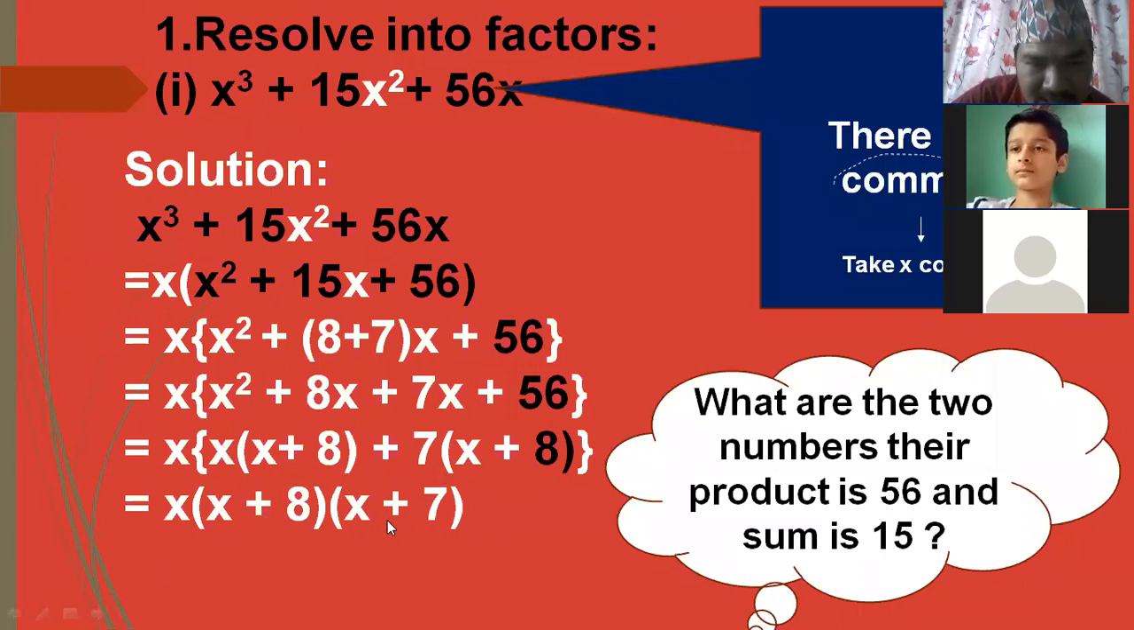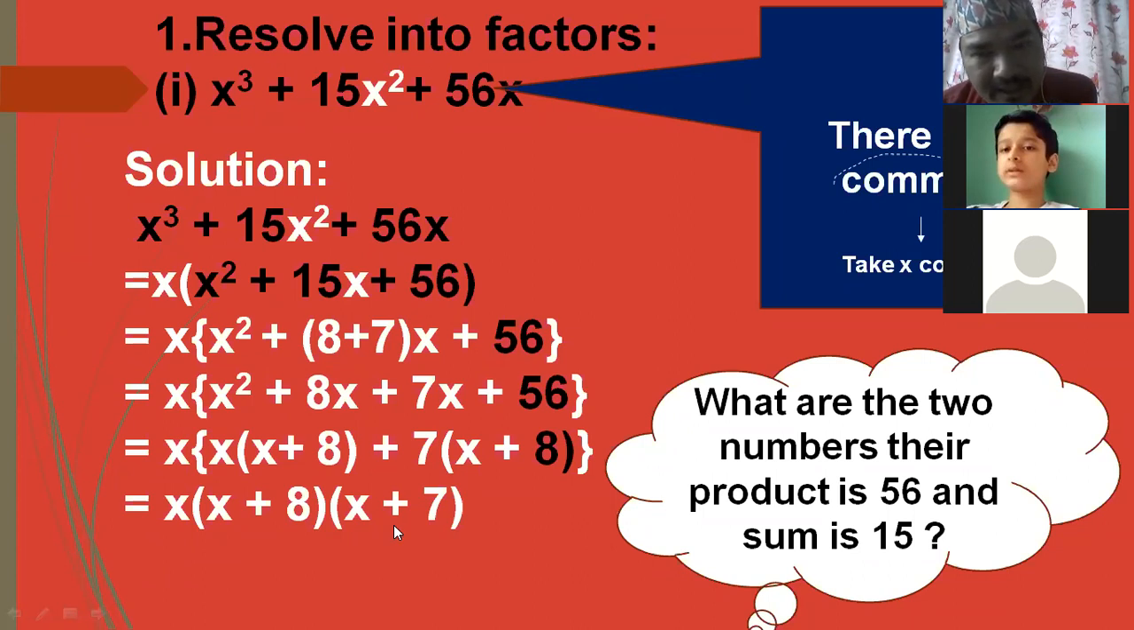How many factors are there now? There are 3 factors. One factor is x, another factor is x plus 8, another factor is x plus 7. These are the factors of this question.